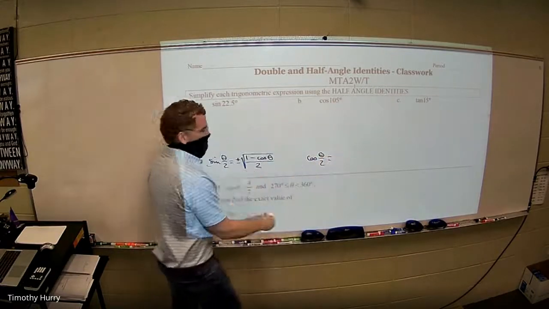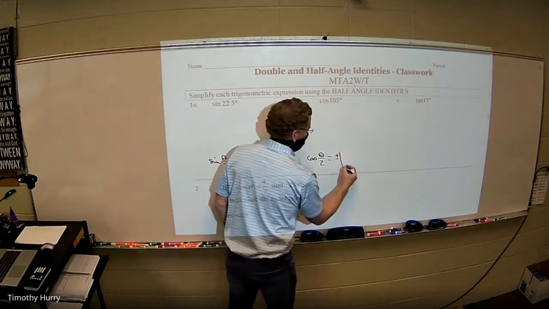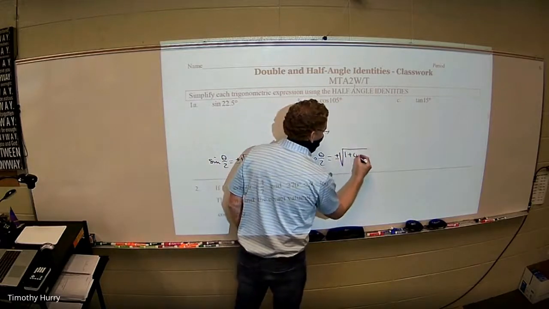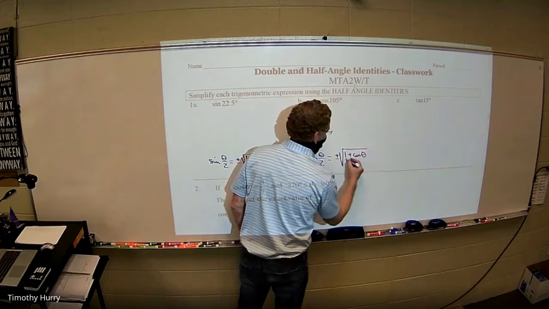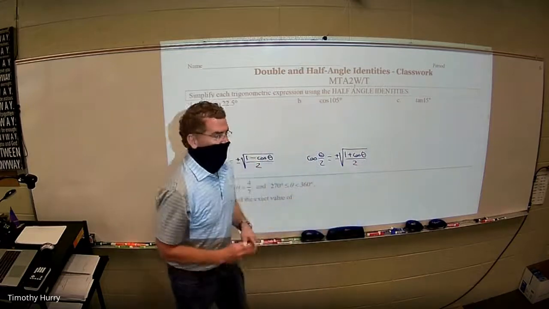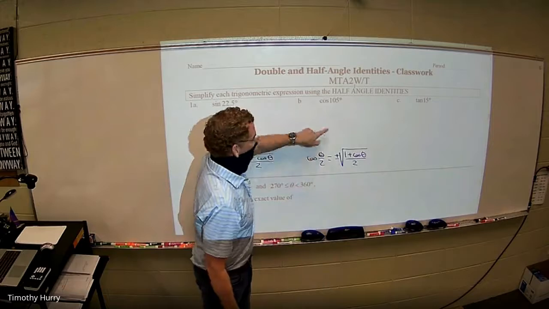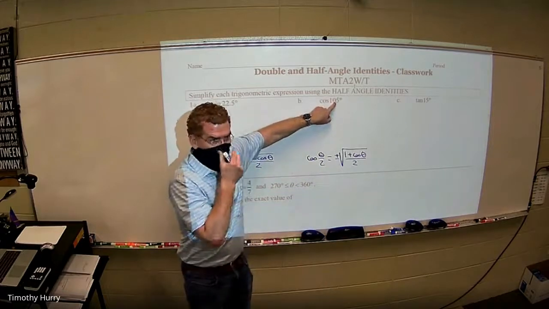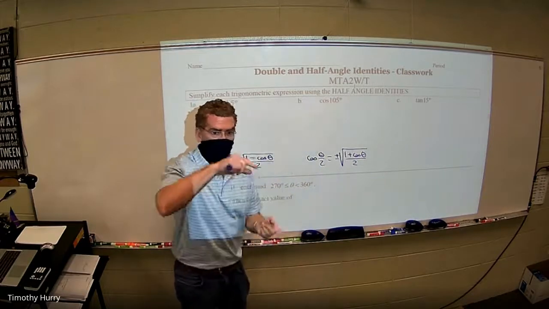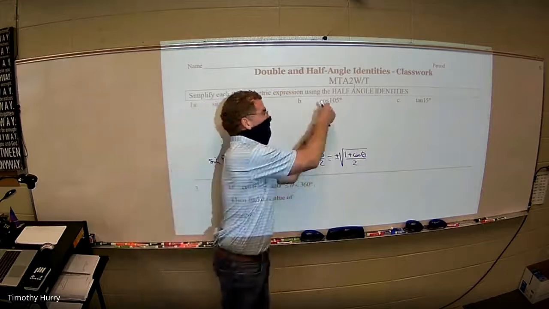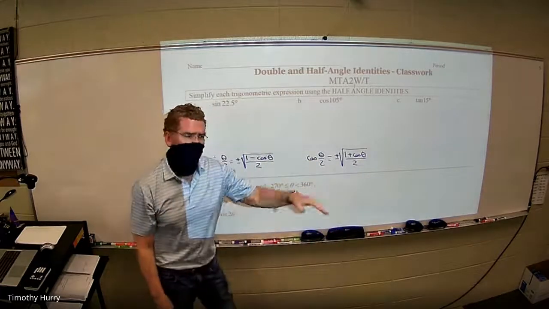Looks almost like this. The only difference is it's 1 plus cosine of theta over 2. And I won't be using 105, that's not on the unit circle. I'll be using the angle that, when I divide by 2, gives me 105. And you'll see that in a second.